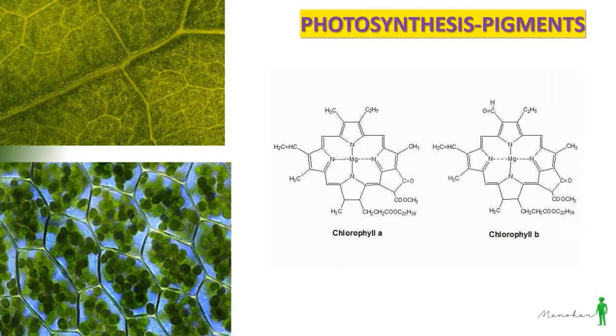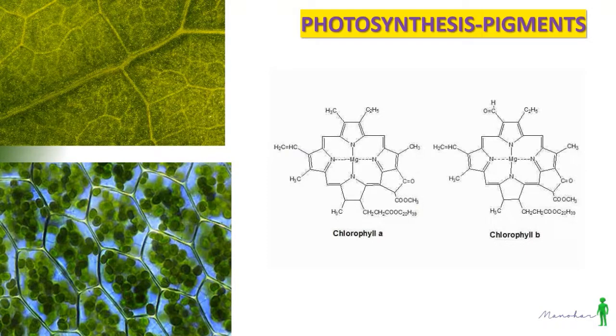What are those photosynthetic pigments? These are the leaf. We can observe the chloroplasts under a microscope like this. And the photosynthetic pigments are basically of three types. They are chlorophylls, carotenoids, and phycobilins. In this class, we will learn only about the chlorophylls. That is, these chlorophylls are basically two types, chlorophyll A and chlorophyll B.